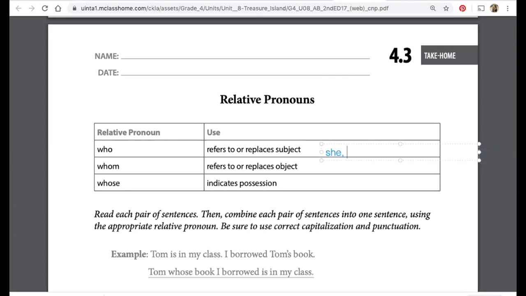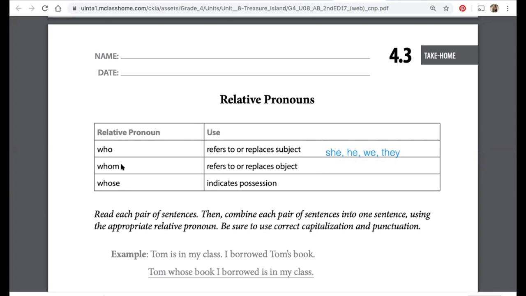For example, she went to the store. Who went to the store? She went to the store. So if you can answer the question, who went to the store, with a subject, you know that you used who correctly. You wouldn't say, whom goes to the store? Because it doesn't work. These are some pronouns that represent subjects. We have she, he, we, and they. Those are just some of them.